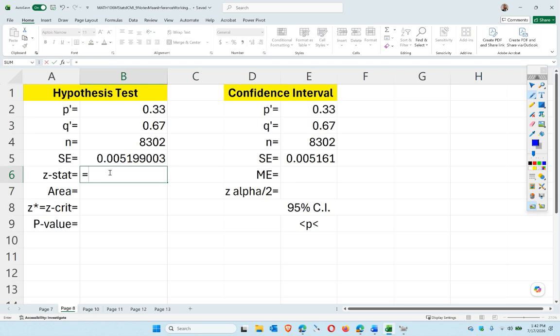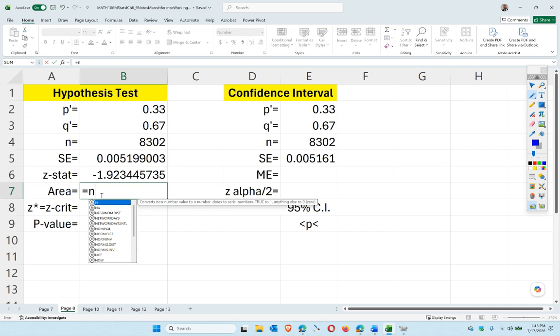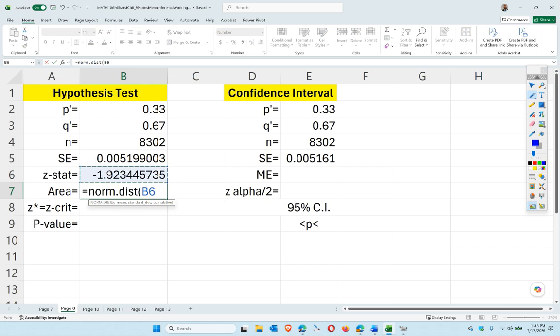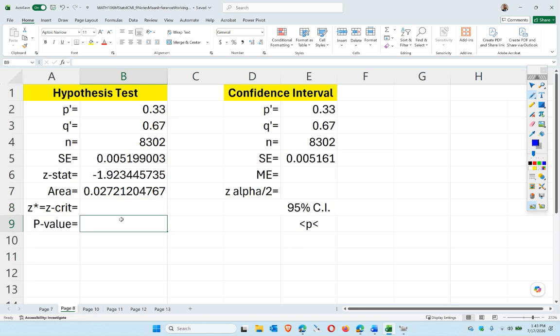Okay, so the z-stat is obviously the sample minus the population divided by the standard error. So this is a negative z-value. So we're going to do a normal dot distribution, z-value, comma 0, comma 1, comma true, right? And then we actually have to multiply it by 2 to get the actual p-value, because this is a two-tailed hypothesis test.